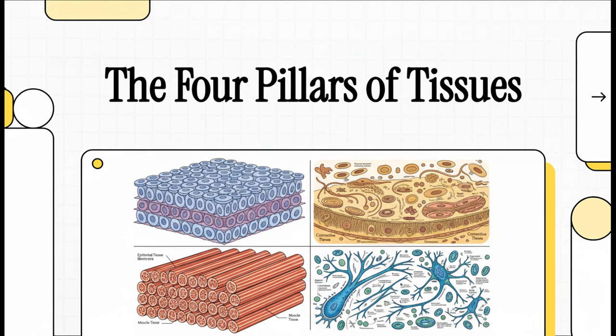So, imagine you were tasked with building the most complex, sophisticated machine in the known universe. What would you build it out of? Well, the answer might actually surprise you, because nature pulls it off using just 4 basic materials. Today, we are going deep, and I mean deep, into those fundamental building blocks, the 4 primary tissues that make up the very fabric of you, me, and, well, all of us.